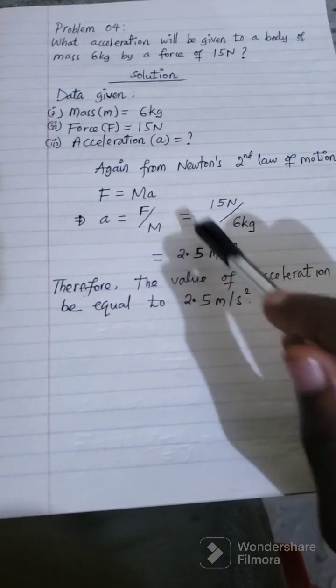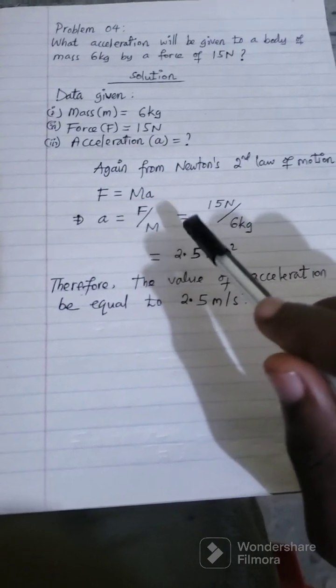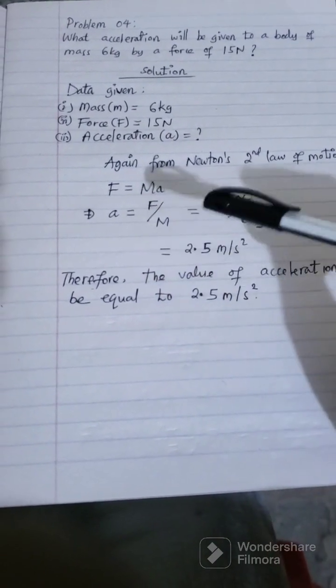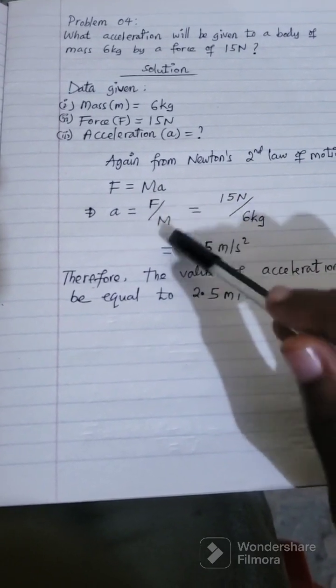Those are common numerical examples of Newton's laws of motion. For today, we end there.